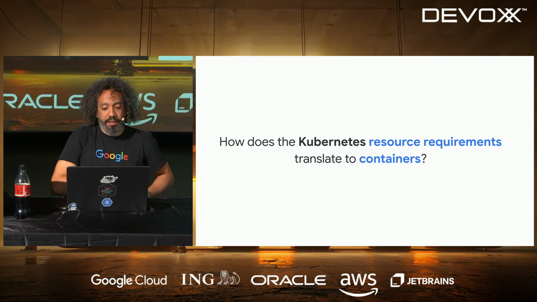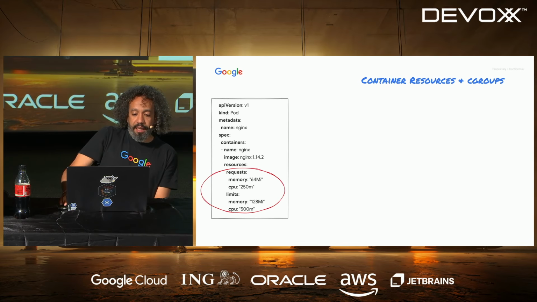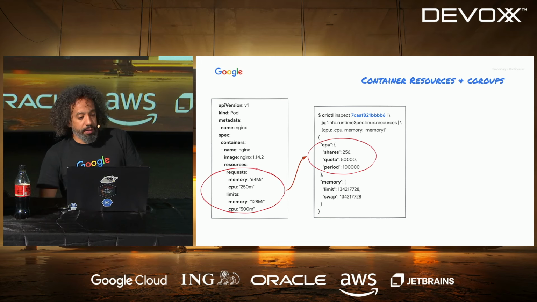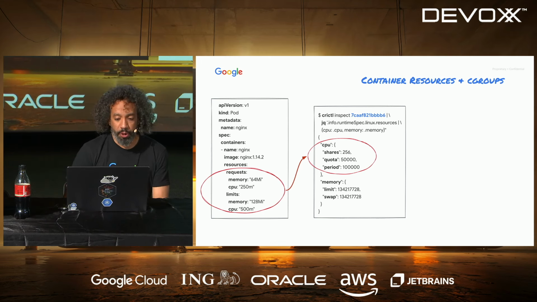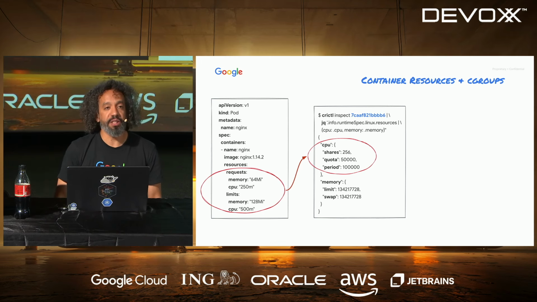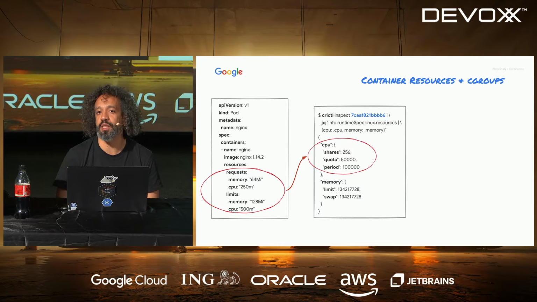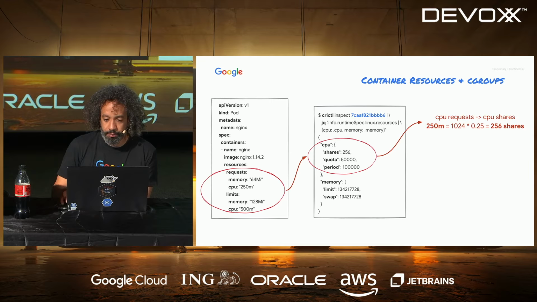How does that actually translate under the hood? Basically, for CPU, this value, which is the 250, translates into CPU shares, so how much time the pod can actually use the CPU across a unit of time. So if it's 256, that's basically a quarter of a CPU. And if it's memory, well, memory is obvious. It's just a slice of the available memory on the node.